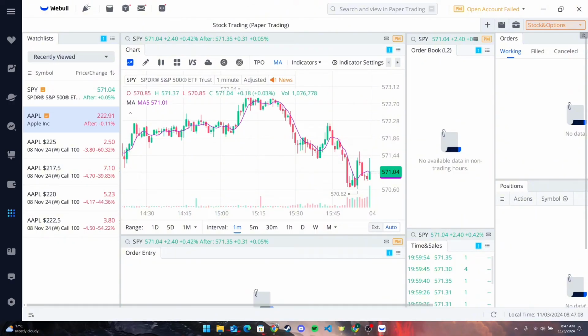Webull includes educational resources and community features where you can learn from other investors. With these basics, you will be ready to explore the Webull application further and start making informed investment decisions. So this is how you can use the Webull application.